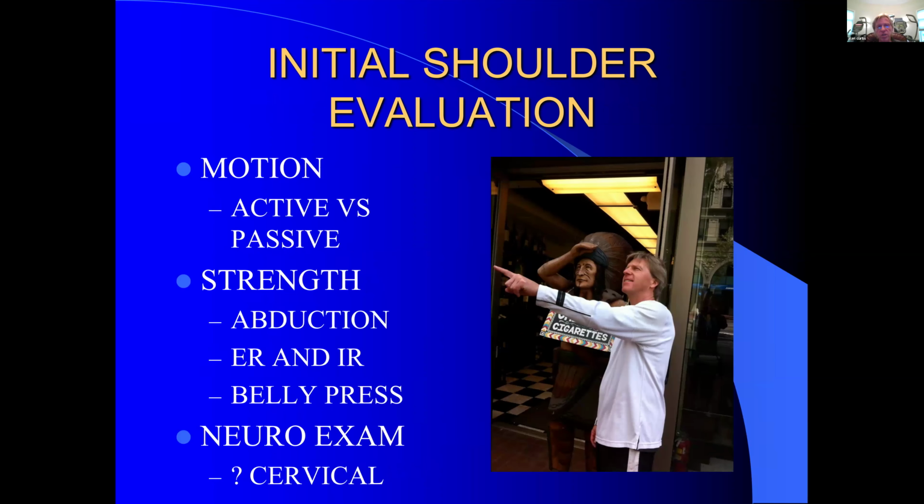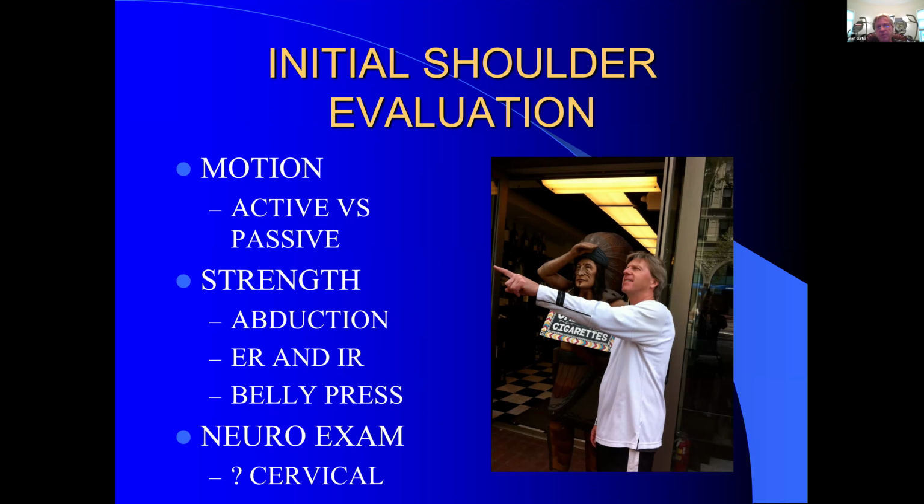Initial shoulder evaluation is important to look at motion. Active versus passive motion. Active is the patient lifts their arm. Passive is I lift their arm for them. And that's how you differentiate between a rotator cuff tear and frozen shoulder. In a rotator cuff tear, the patient has difficulty raising their arm up, so their active range of motion is lost, whereas passively, I can lift their arm up for them because they don't need their cuff.